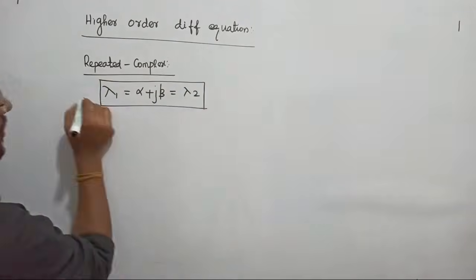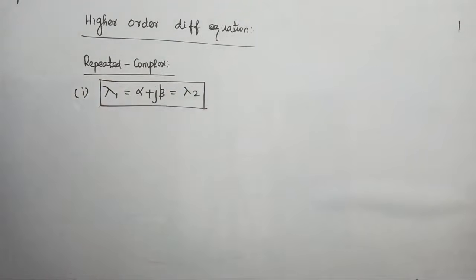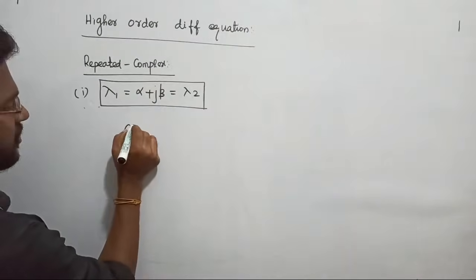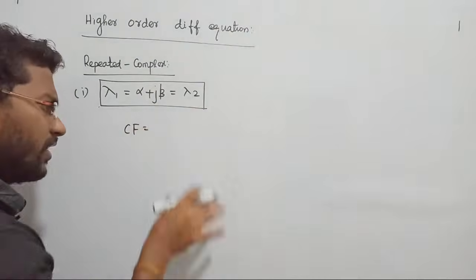Both of them are equal. Case number 1. If two roots are equal in the complex domain, then how shall I write the answer for that one? It's very simple. Its answer is, let me write first. See, I cannot explain, I will write, and you will understand.